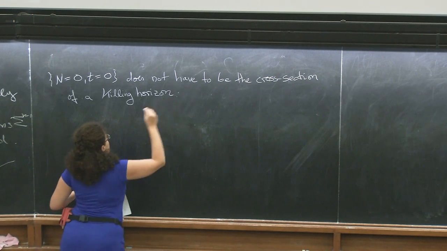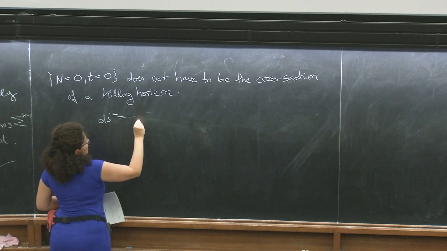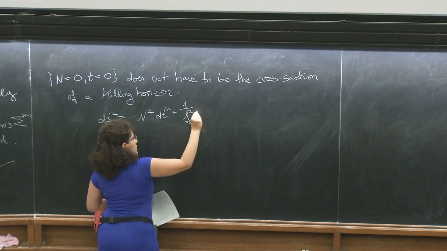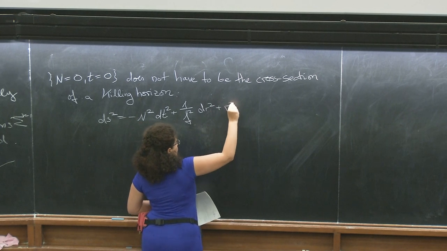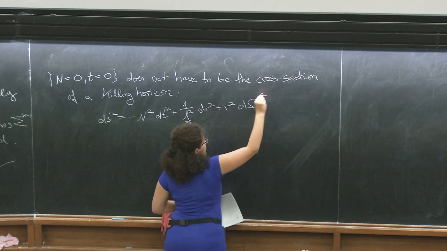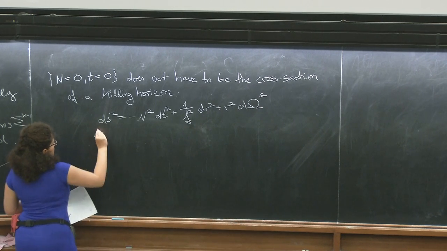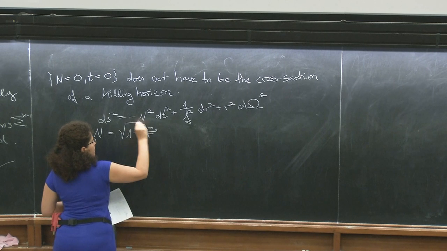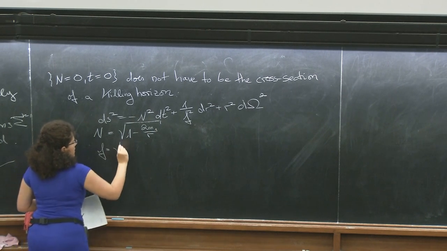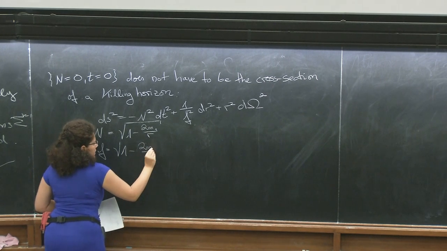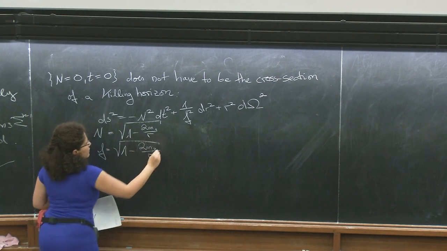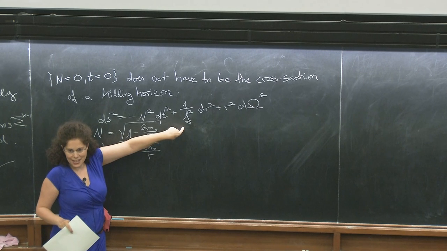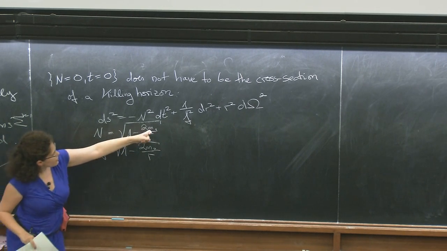And the example is a metric that looks like this. It doesn't even matter in which dimension I do this, where n is 1 minus 2m1 over r, and f looks almost the same, but with a different mass. So if those were the same masses, this would again be one of the metrics we studied carefully last class. But now these have different mass parameters.